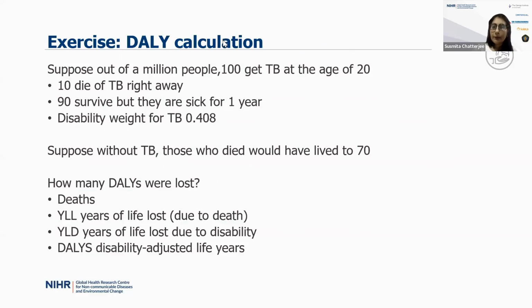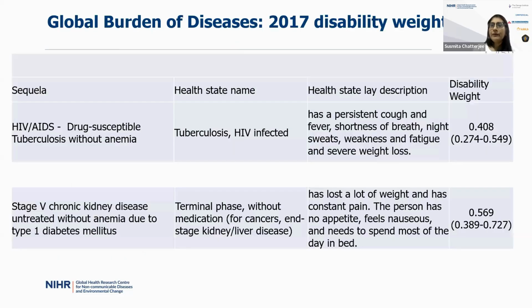Suppose out of 1 million people, 100 got TB at the age of 20. Please read this very carefully. 100 got TB at the age of 20. 10 die of TB right away, okay? 90 survive, but they are sick for 1 year. Disability weight for TB is 0.408. I showed you, I took it from here, 0.408. There is a range also. You can do a sensitivity analysis using the range if you want, but generally 0.408. This is what I took.